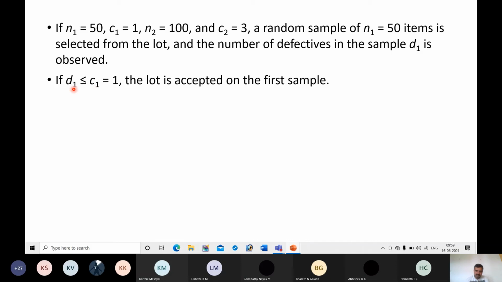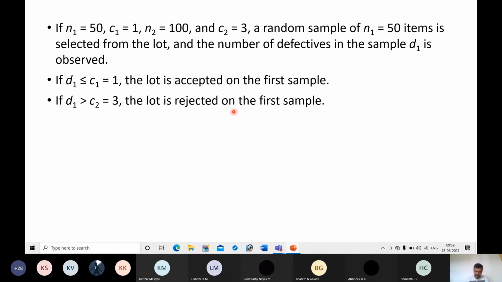If the number of defectives is less than or equal to C1, that is 1, the lot is accepted on the first sample. You need not do a second sample. In the first sample itself, you can make a decision. When the number is greater than C2, the lot is rejected on the first sample. In these two cases, even though it is a double sampling plan, you can make a decision based on the first sample itself. That means with the first set of 50 units, you can make a decision regarding whether to accept or reject the lot.